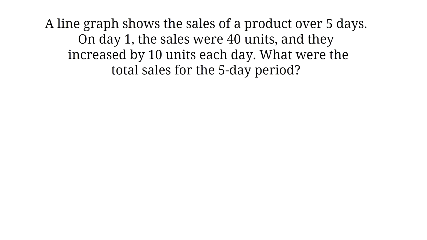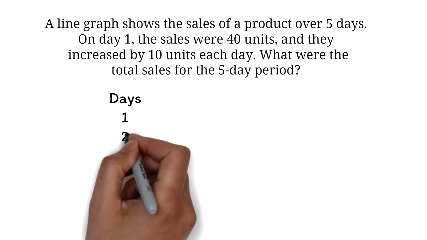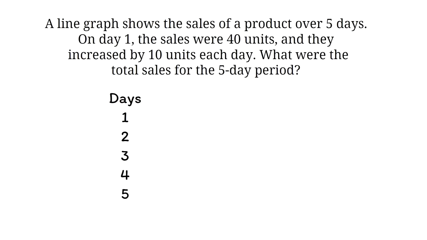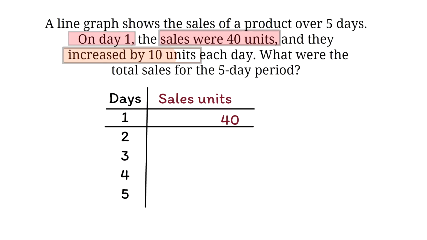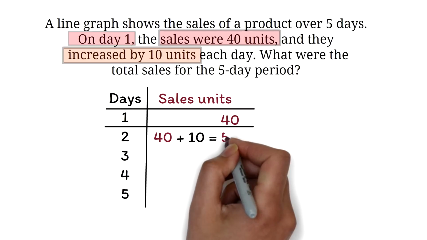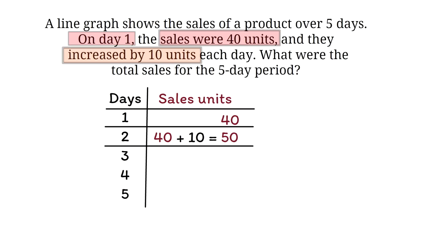Since the number of days were 5, number from 1 to 5 to represent the days. Now with the sales units, we are given that, on day 1, the sales were 40. But from day 2 to 5, the sales units increased by 10 units each day. So for day 2, add 10 to the sales unit of day 1, which is 40 plus 10, and that will be 50.